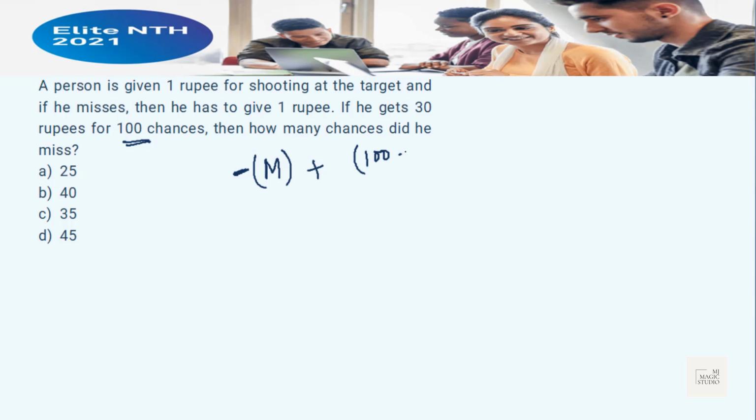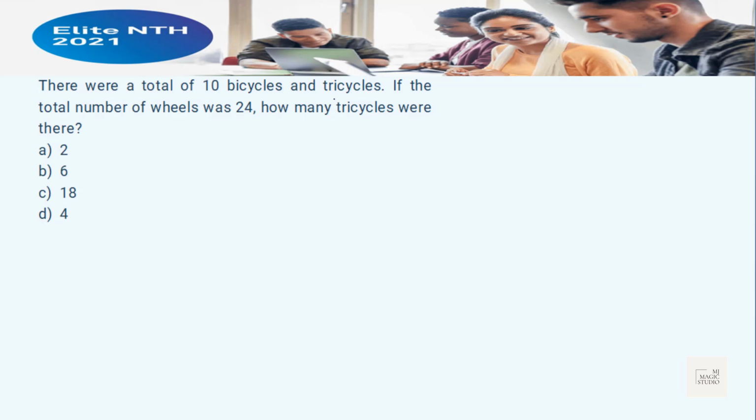And then he hit 100 minus m chances, for which he will get 1 rupee each. So total money he receives is 30. So what we have? Minus m minus 2m equals minus 70. M is 70 by 2, that is 35. How many chances did he miss? 35 chances. Option C. There are a total of 10 bicycles and tricycles.